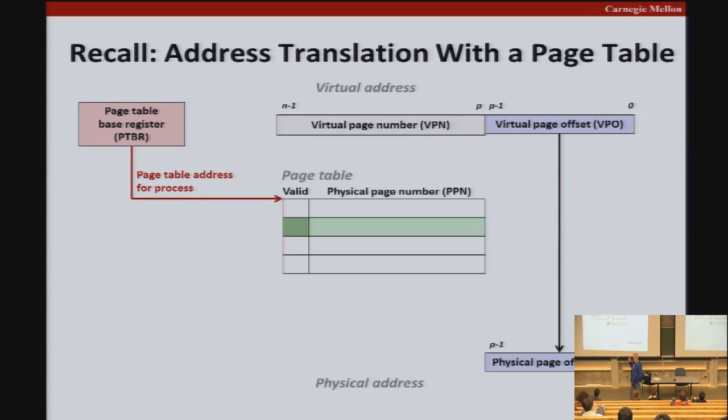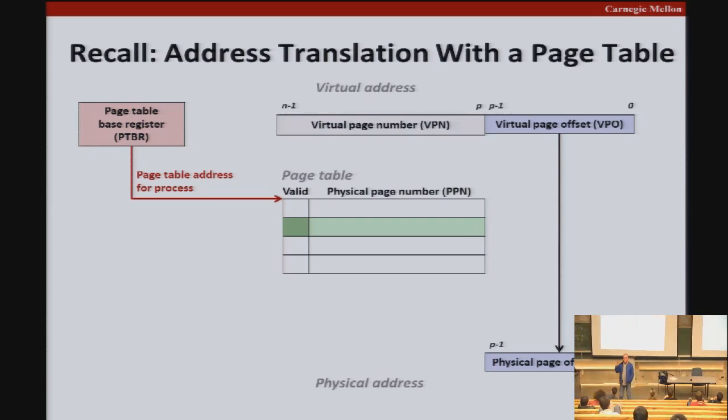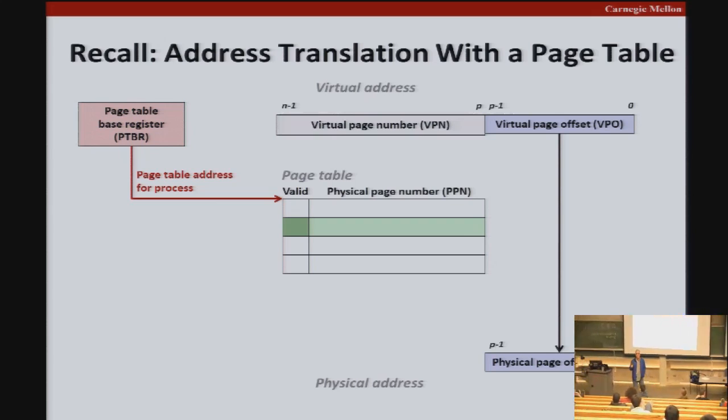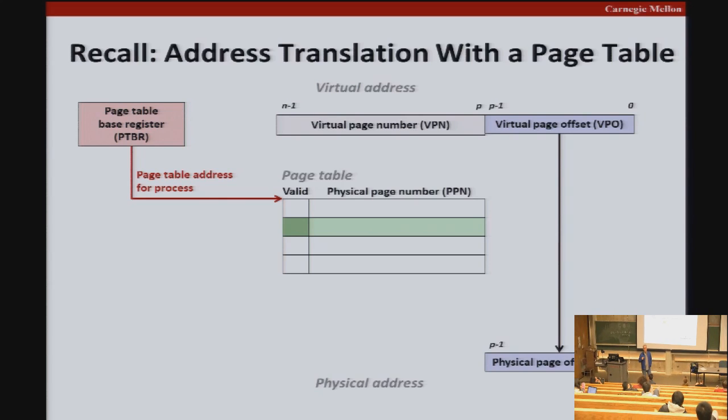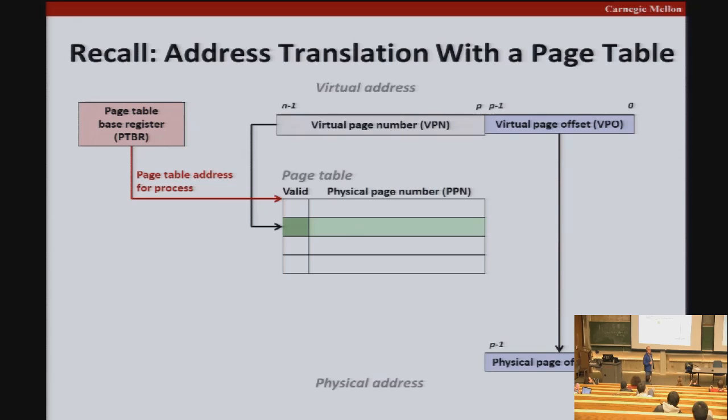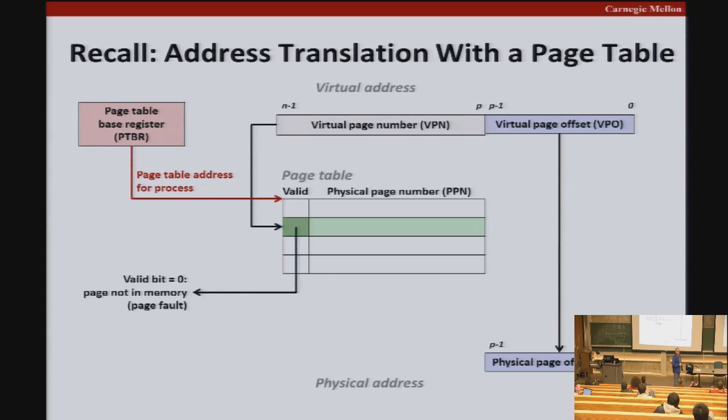We use the page table base register, which is set for every process when it starts, and it points to the start of the page table for that process. So then we use that as the base, and then we use the virtual page number to index into the page table, to look at the page table entry. This address that is presented here is the page table entry address, the address of the page table entry for that particular virtual address. Okay?